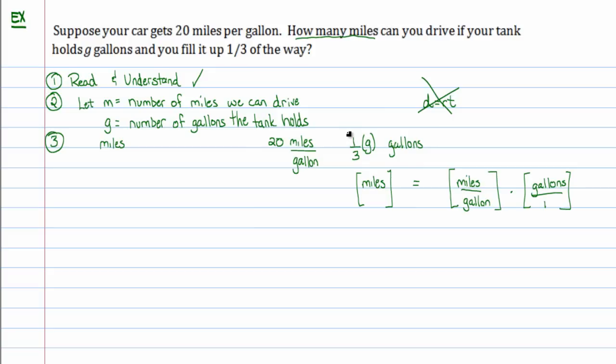So I'm going to multiply this quantity here against this quantity there, because the gallons will cancel, and that'll give an answer in miles. If I multiply those two things out, I should get 20, remembering the gallons cancel, times 1/3 times G, and this will be in miles. Now I'll clean this up a little bit. That's 20/3 times G miles. That's a very tough problem. Not a lot of students can do that initially.